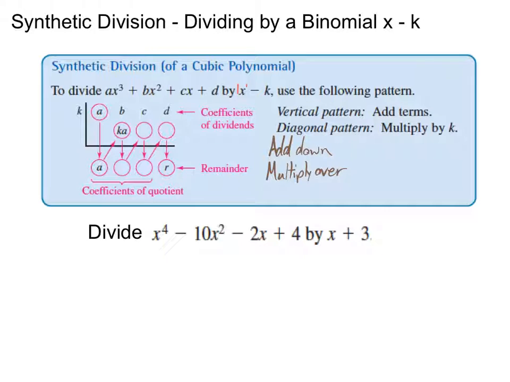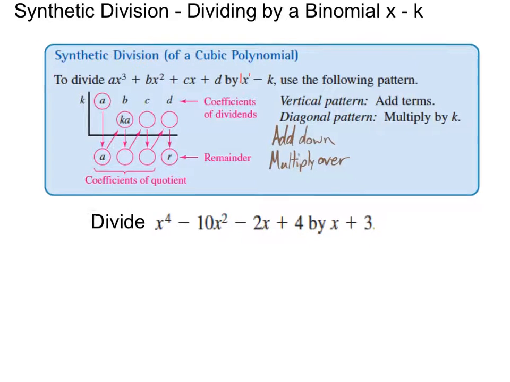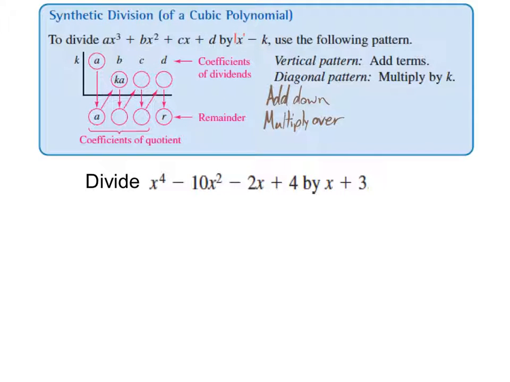So for example, we've got this polynomial here. It's an x to the fourth minus 10x squared minus 2x plus 4. So the first thing I do here is I'm going to list out the coefficients. You'll notice up here we have the a, b, c, d. Here I'm going to list out my coefficients. So starting with my x to the fourth, the coefficient is 1. And then what's the coefficient of x cubed? 0. And then x squared, we've got negative 10.